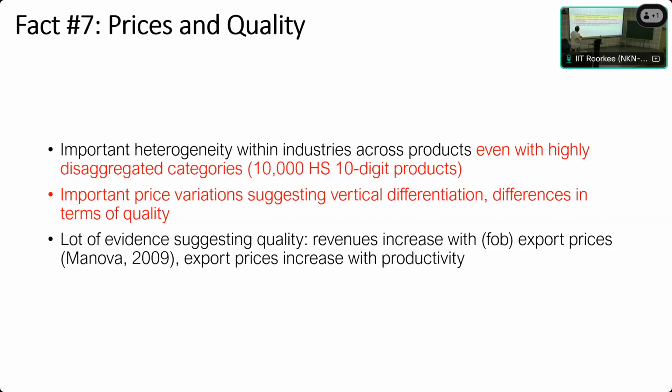Prices and quality. There's a large heterogeneity within industries across products, even within disaggregated categories. If you take within 10-digit products, you will also see there's a large heterogeneity. There is important price variation, which basically supports vertical differentiation. Differences in terms of quality are very much present. Even within narrowly defined industries, farms produce products which are very different in quality.